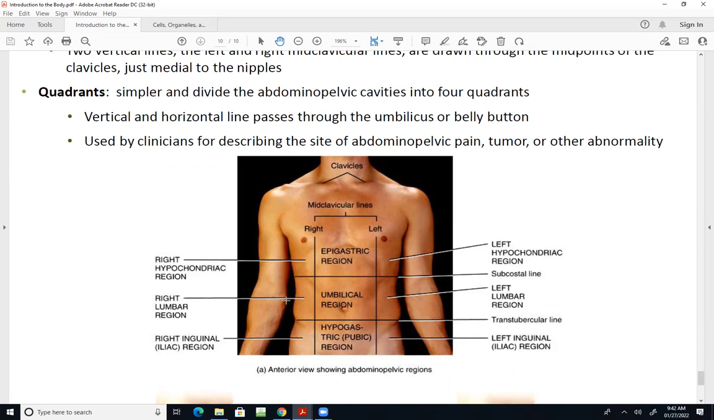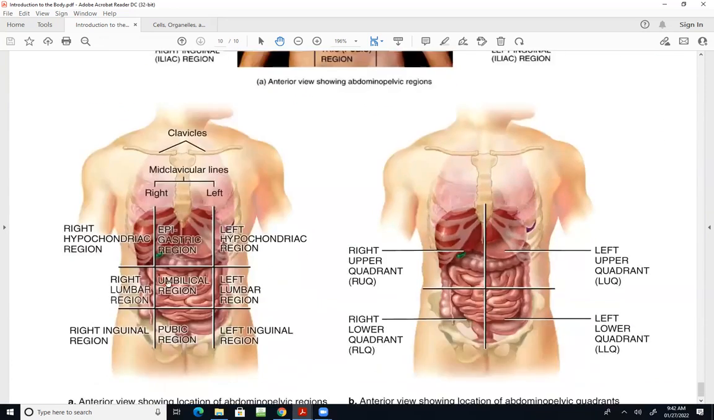Now, I do expect you to be able to identify those 9 regions. I don't really care about the name of the lines or anything like that. So you should be able to do it here. This is going to give you that internal view, so you can see where some of those organs are. If I choose to put one of these pictures on the exam, I wouldn't put them both. It'd be one or the other. So if you can label them here, you should be able to identify them here.